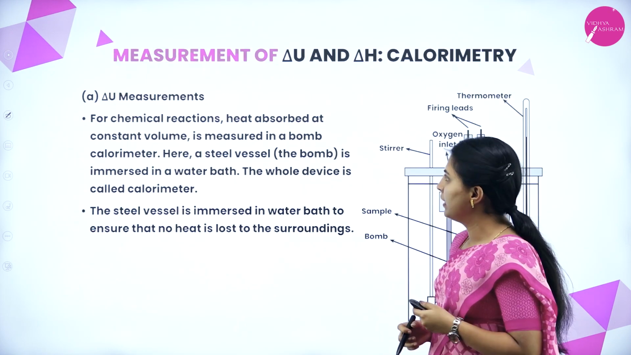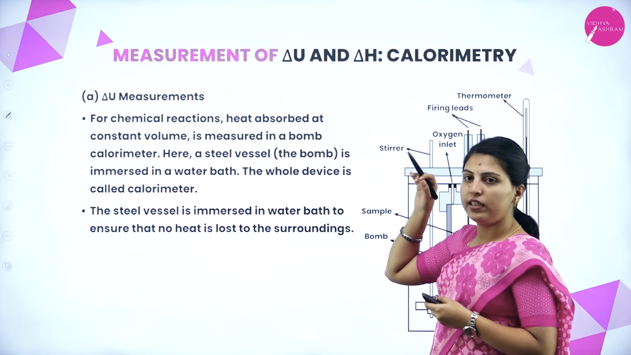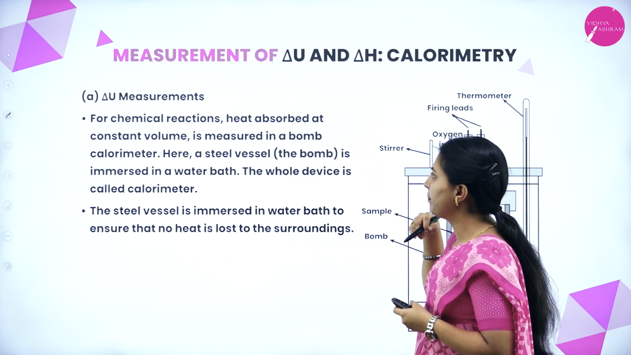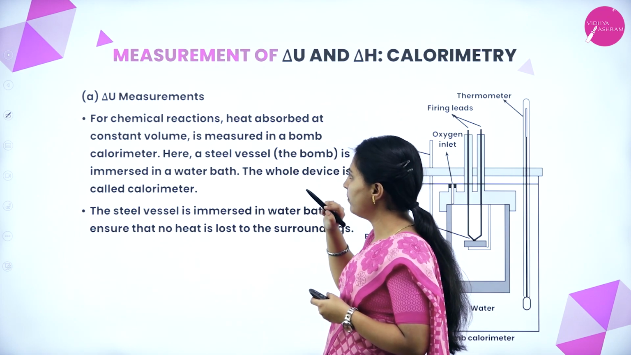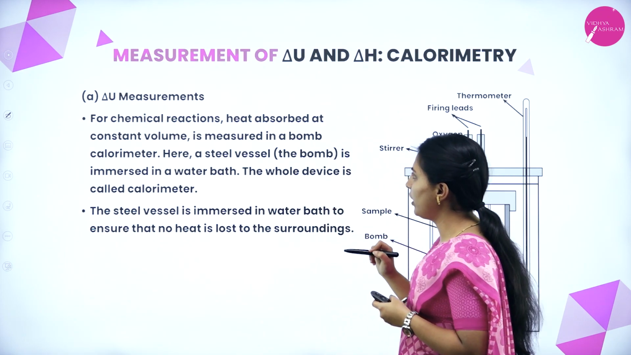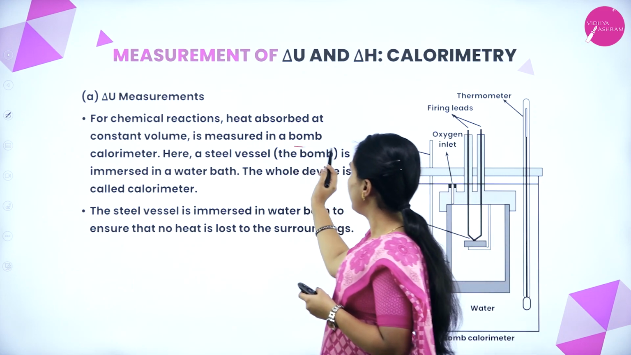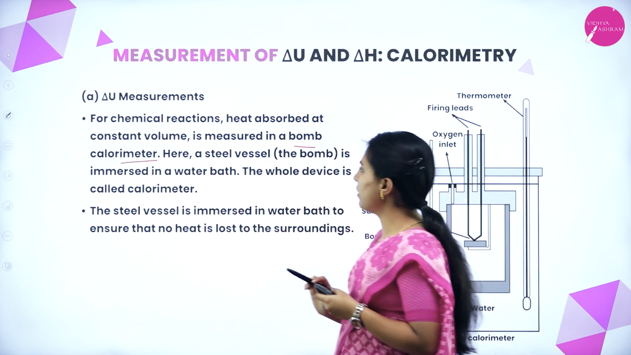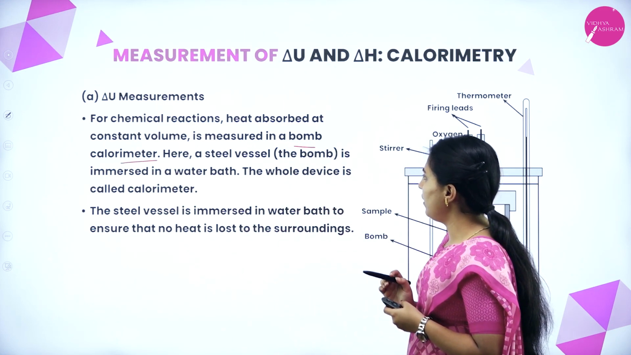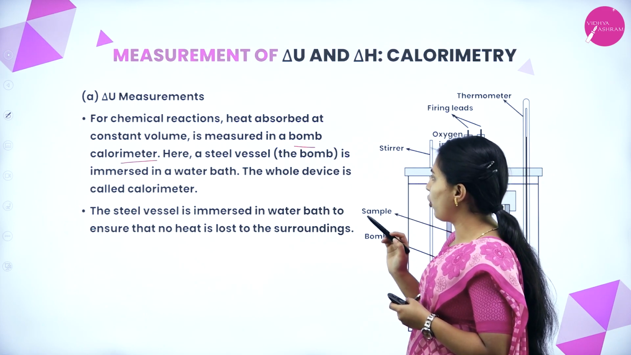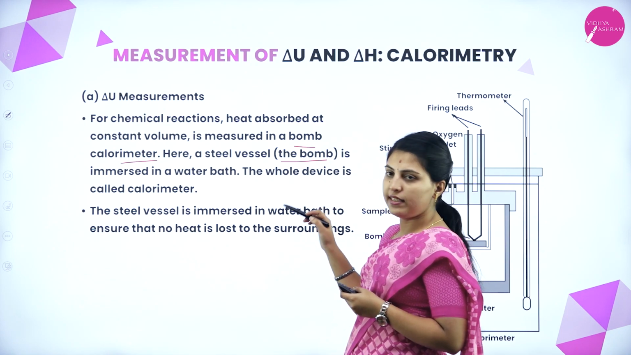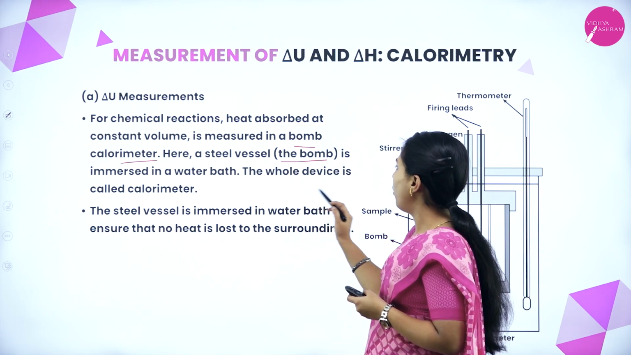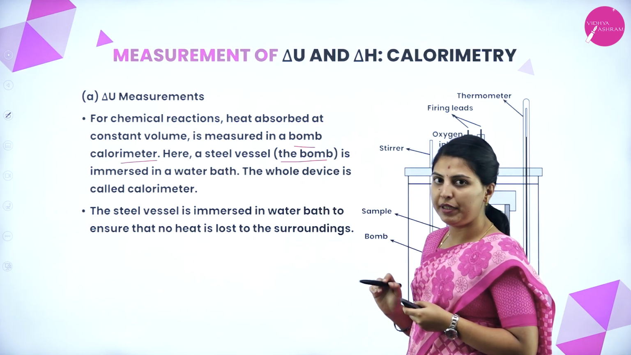First, we are looking at internal energy measurement. For chemical reactions, heat absorbed at constant volume is measured in a bomb calorimeter. Here, a steel vessel, which is considered the bomb, is immersed in a water bath. The whole device is called the calorimeter.